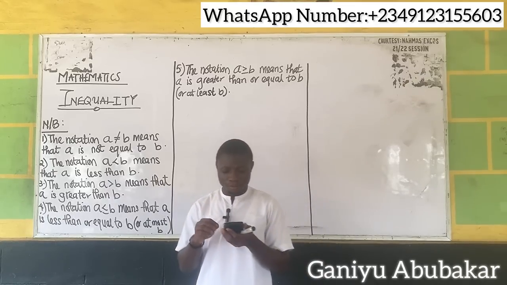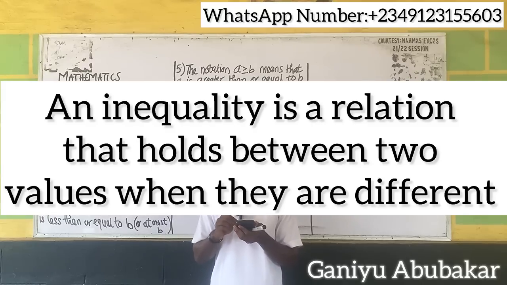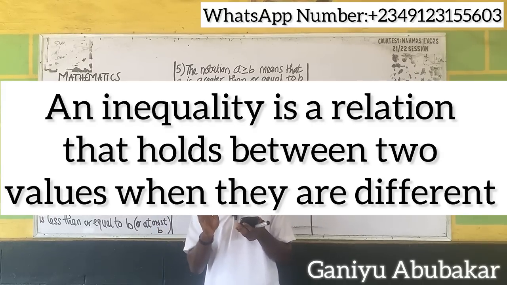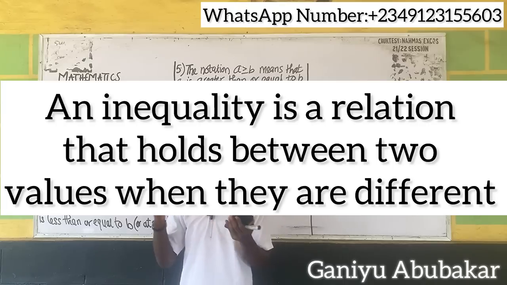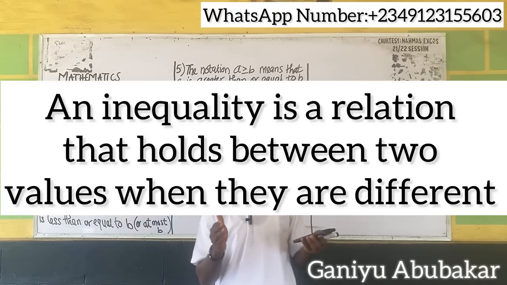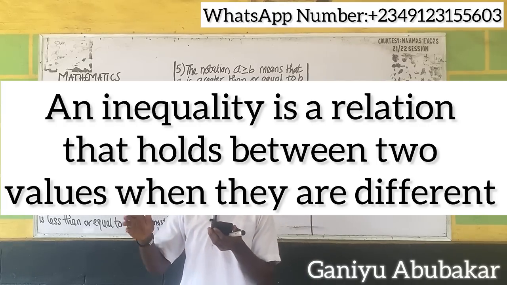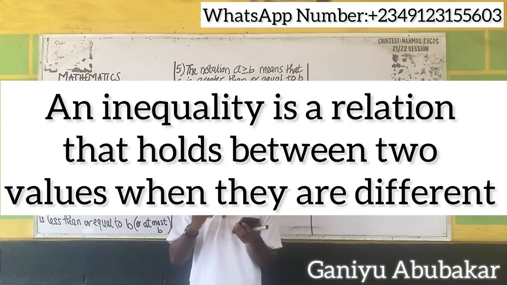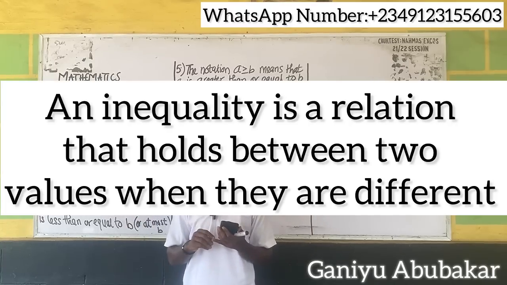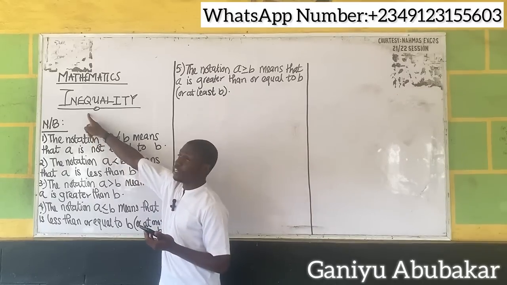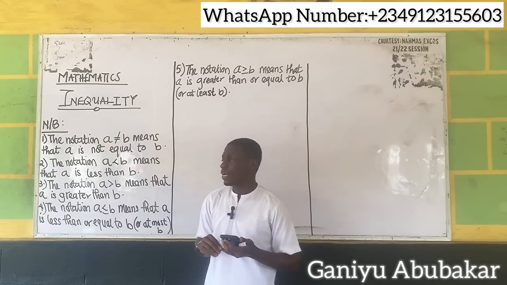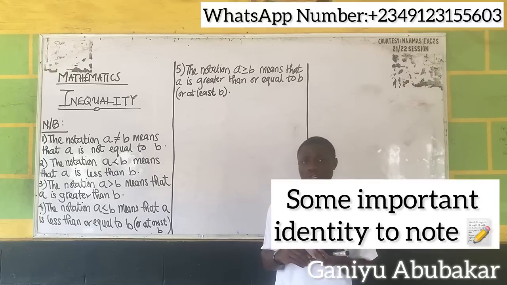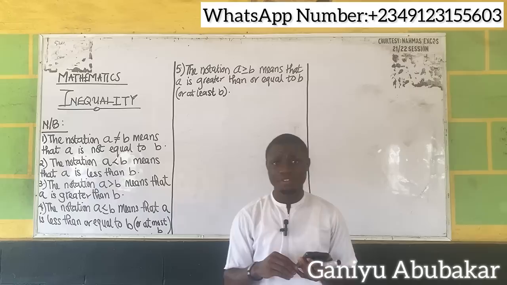So by definition, an inequality is a relation that holds between two values where they are different. That's basically how you define inequality. There are about 5 things to note when it comes to inequality. Let's look at them one after the other.